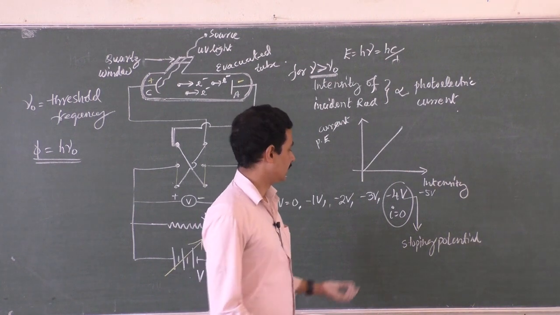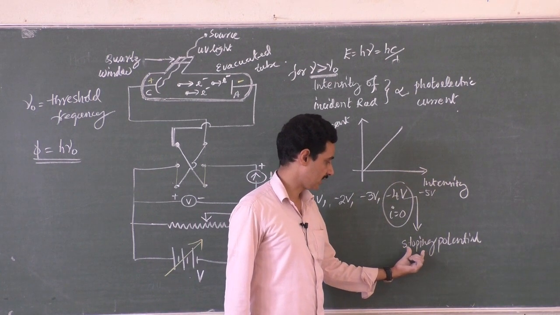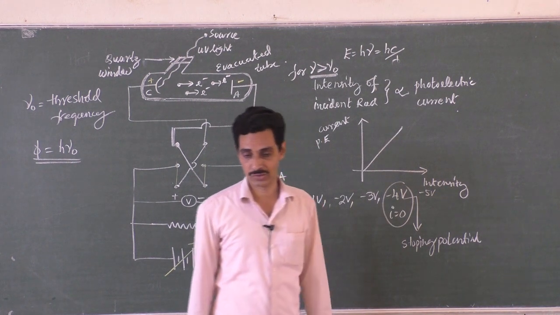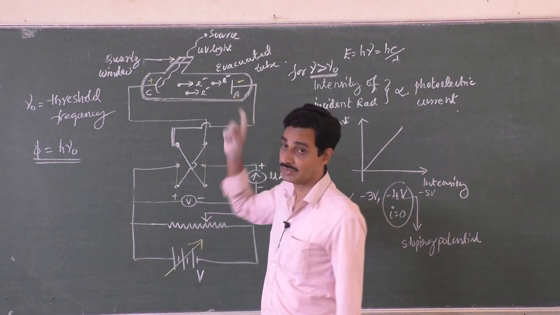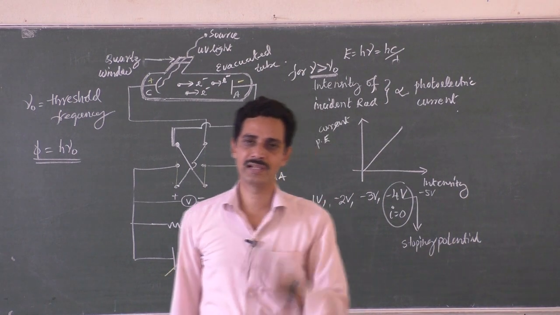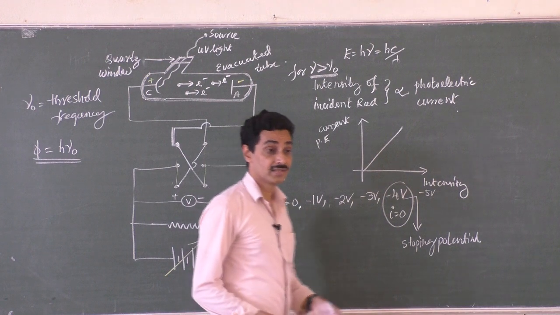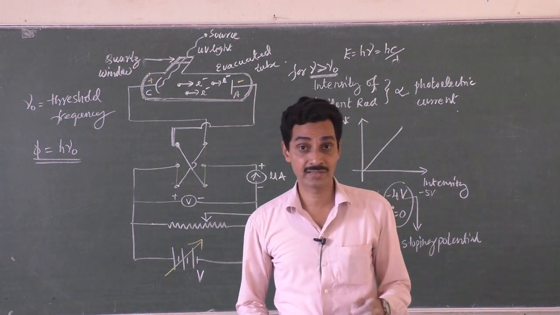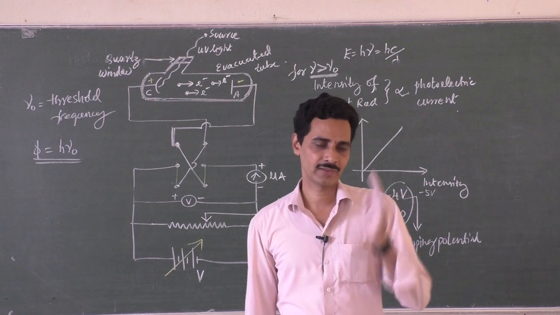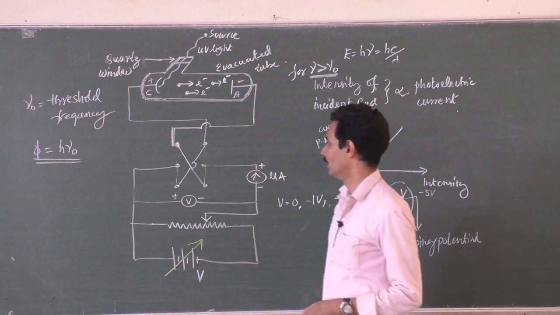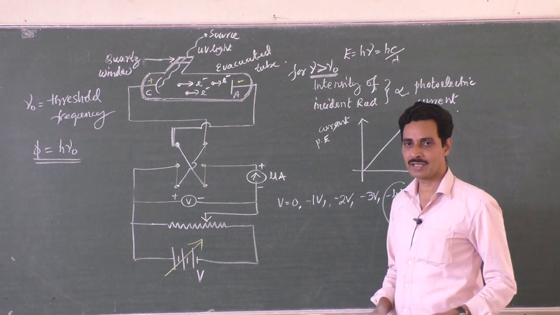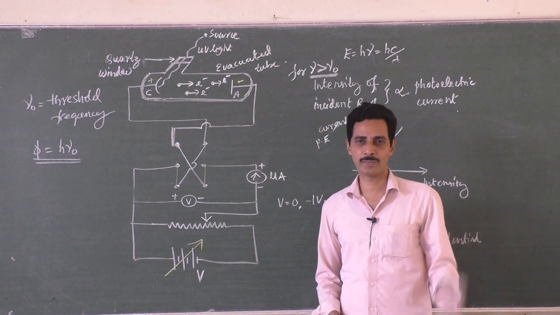So stopping potential is the minimum reverse potential of the anode. The anode is given negative, actually should have been given positive. The minimum reverse potential of the anode at which photoelectric current becomes zero. It is not that no photoelectric emission takes place, because photoelectric emission is happening, but the electrons are stopped by the negative anode. So the minimum reverse potential of the anode at which photoelectric current becomes zero is called stopping potential.